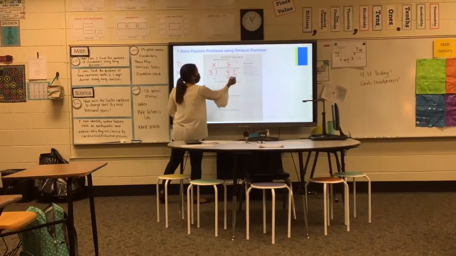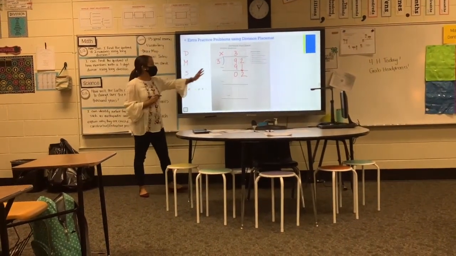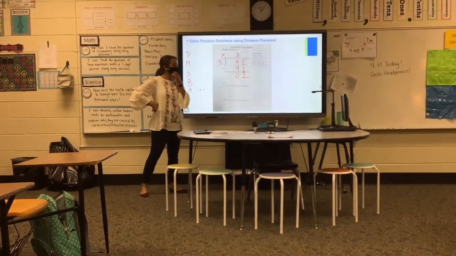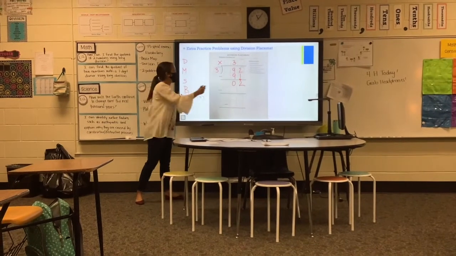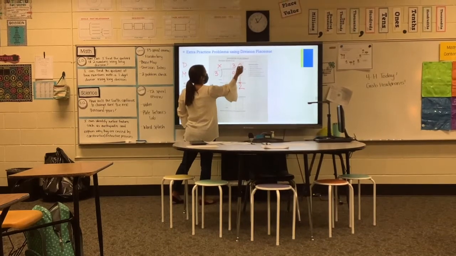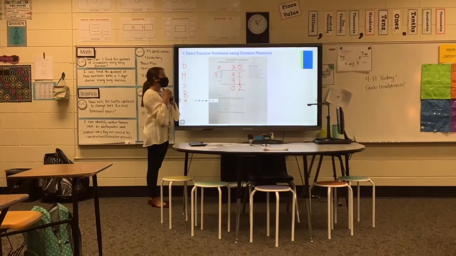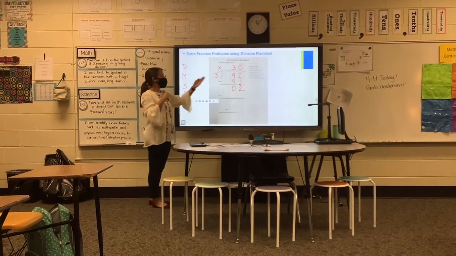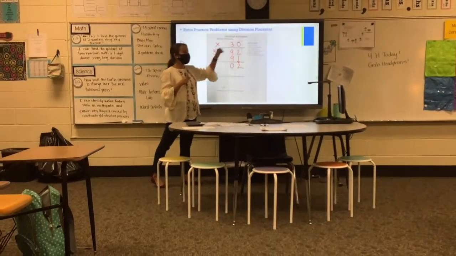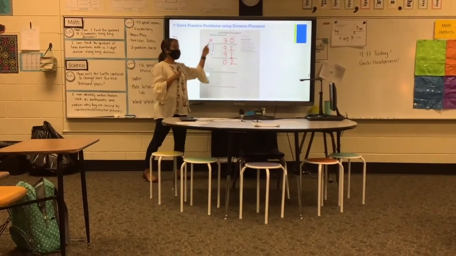We bring the 2 down to make 2. Okay. Can 3 go into 2? No. It's too big. Okay. So we're going to put a 0 up there. Since 3 can't go into 2, we're going to put a 0 to be our placeholder. We've already divided. What's next?